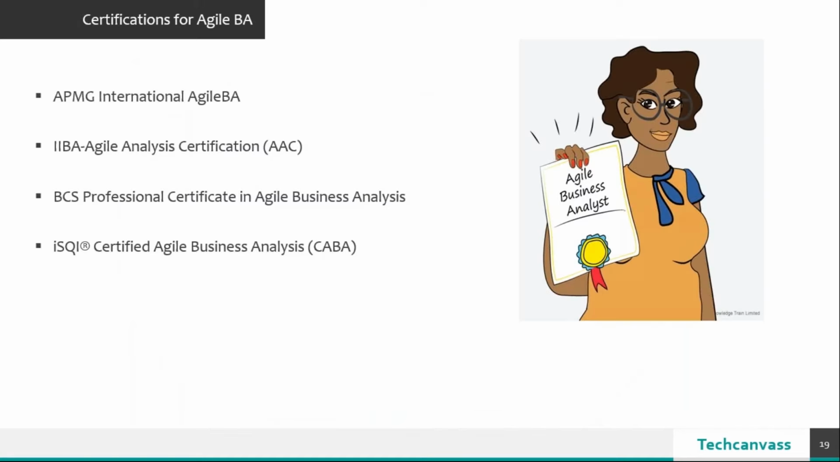And here, I guess there are a couple of slides on the certifications, which talk about Agile Business Analyst certification. So there are a couple of certifications out in the market. You have the APMG certificate, then you have the IIBA Agile Analysis certification. You also have the BCS certificate in Agile Analysis and the CABA certification provided by iSQI. So these are typical, very popular Agile BA certifications.